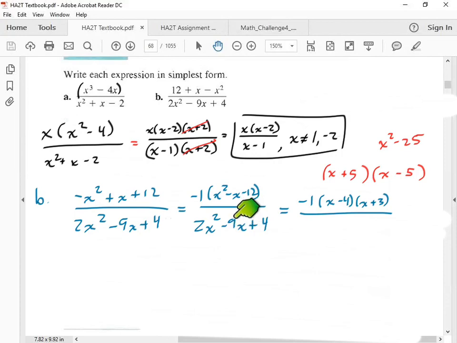Now, what about the bottom? This is when things get dirty. You guys ready to get dirty? All right, here we go. We'll use red. Our goal is to split up the middle term. You got to split up the middle term.